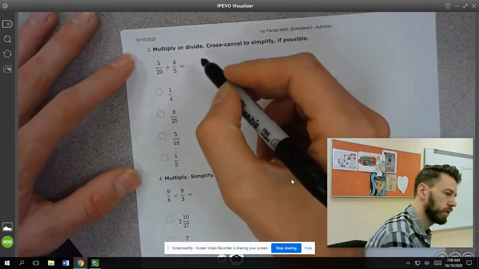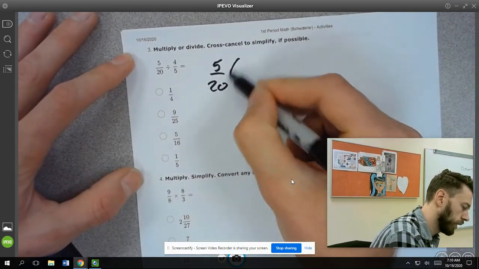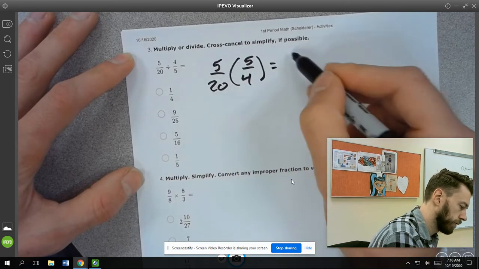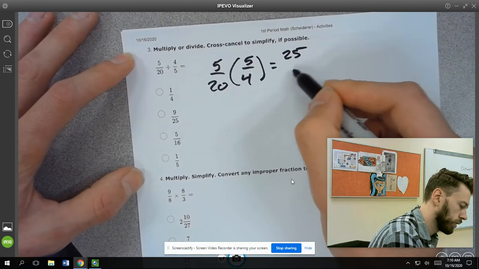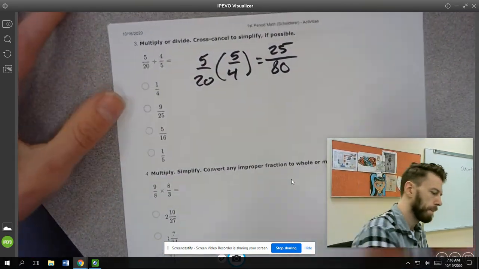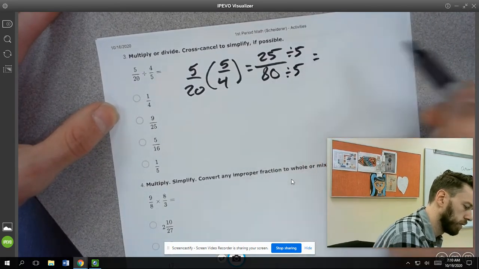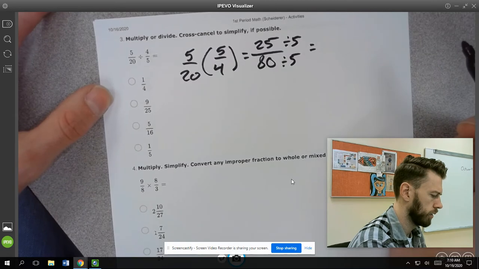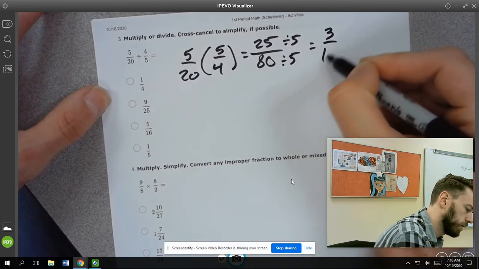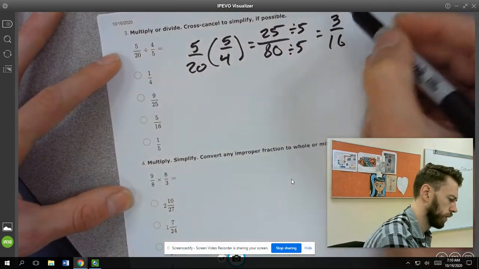5/20 divided by 5/4. Dividing fractions, so we can multiply by the reciprocal, so that's 5/20 times 5/4. 5 times 5 is 25, 20 times 4 is 80. And the greatest common factor here is 5 again. This is 3/16. Oh, sorry, 5/16.